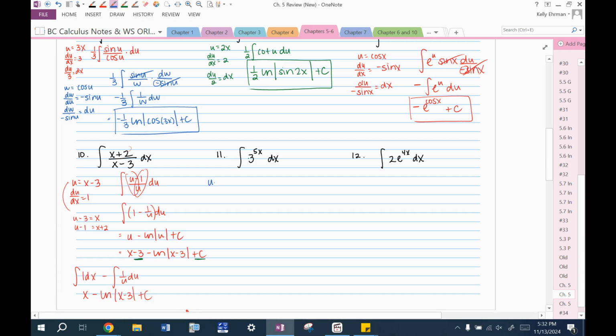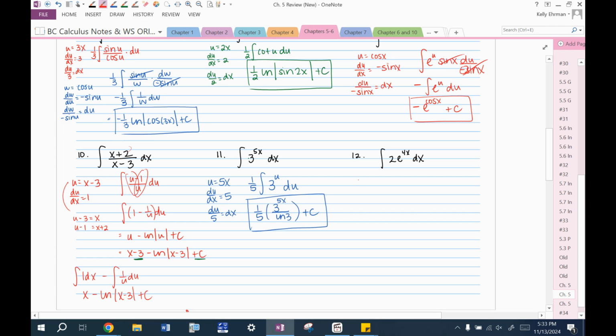All right, for this one, u is equal to 5x. du/dx is equal to 5. du divided by 5 is equal to dx. So this is the integral of 3 to the u du divided by 5. So put a 1/5 out there. 1/5 times 3 to the u divided by natural log 3 plus c. When I integrate base a, any base other than e, I'm dividing by natural log of that base.